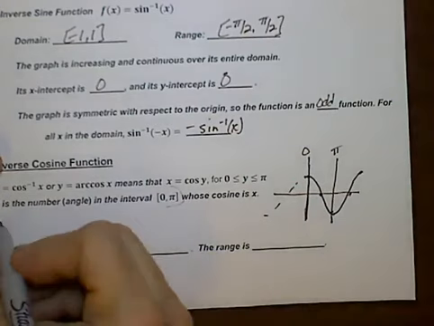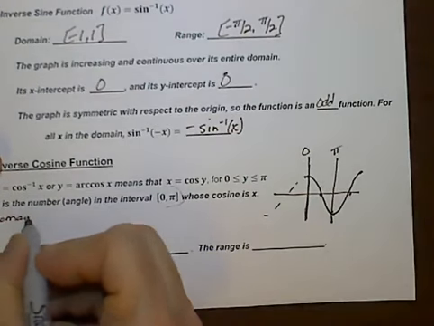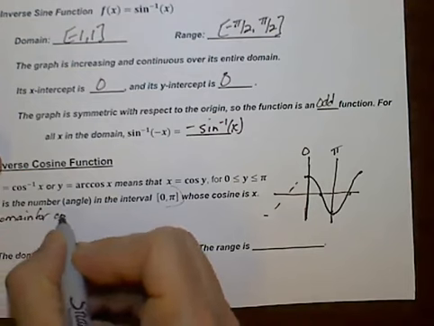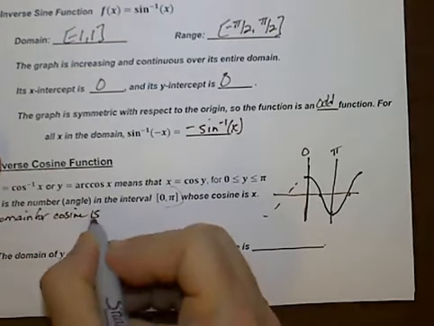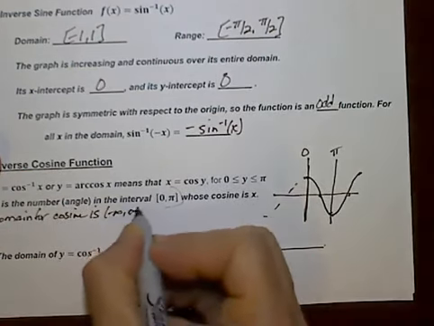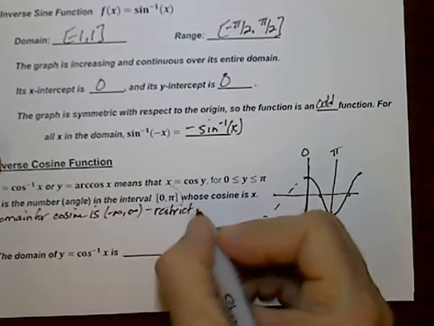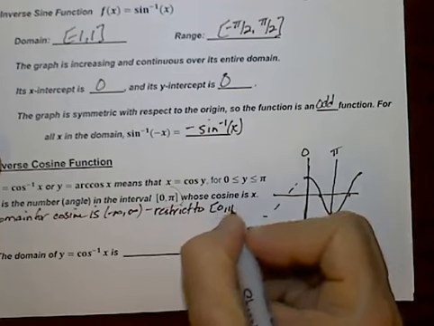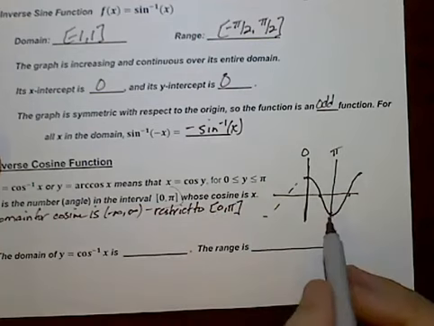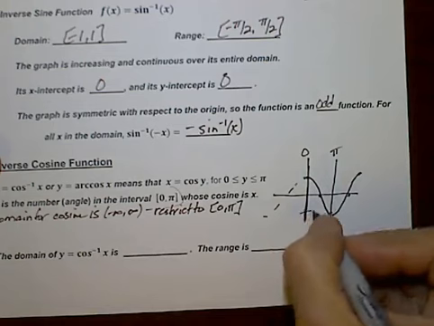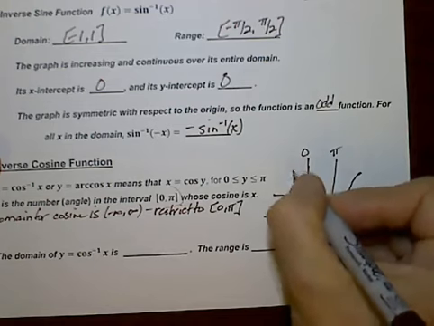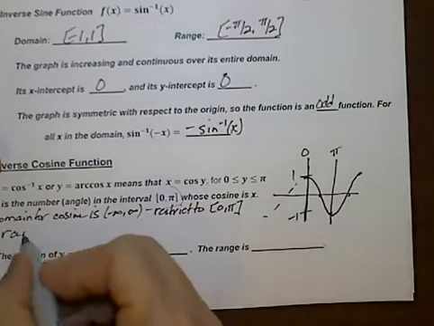So our normal domain for cosine is negative infinity to infinity. We're going to restrict it to 0 to pi. And then for cosine, just like for sine, our range is between -1 and +1.